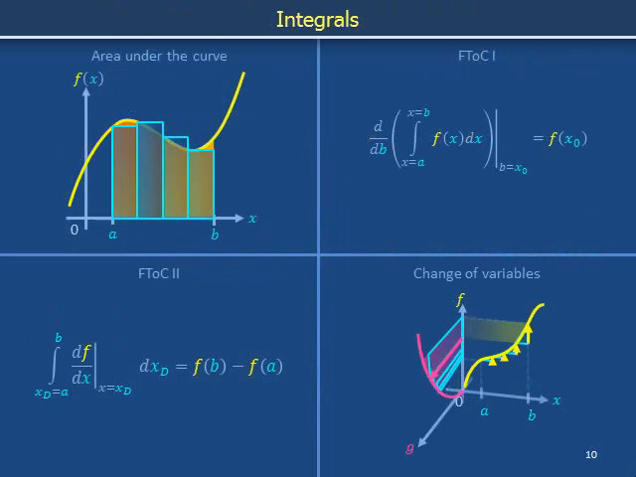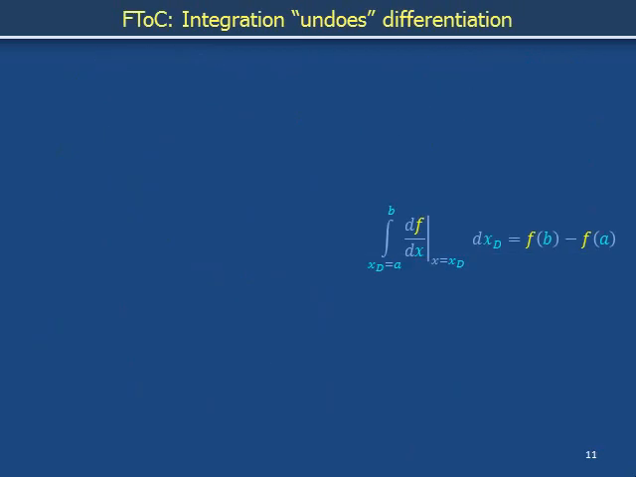Not only is the derivative the undo button for the integral, according to the second fundamental theorem of calculus, the integral is the undo button for the derivative. We want to show that the integral from x equals a to b of df/dx dx equals f of b minus f of a. The integral of the derivative of a function equals the difference between the function evaluated at the final endpoint of the integral and the function evaluated at the integral's initial boundary.